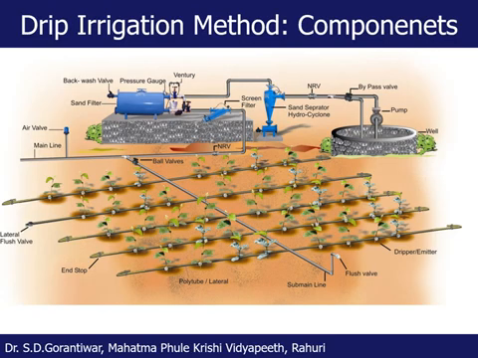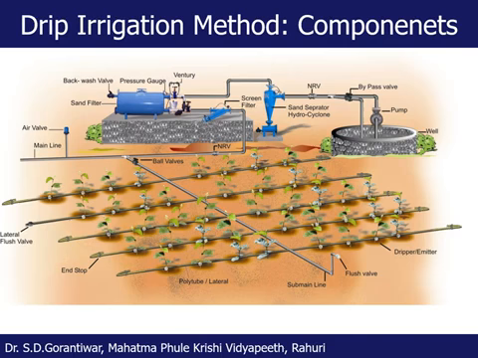Then these drippers are mounted on the lateral. The water from the lateral comes into the dripper. The dripper has an arrangement such that the water is emitted in the form of droplets, not in the form of streams. Actually, there is an arrangement in the emitter wherein the lateral pressure is dissipated completely, and water emits in the form of droplets. Now, if you see the laterals, they are on both sides of the submain. It is not necessary all the time that laterals have to be on both sides of the submain. Laterals could be on only one side, depending on the field geometry.